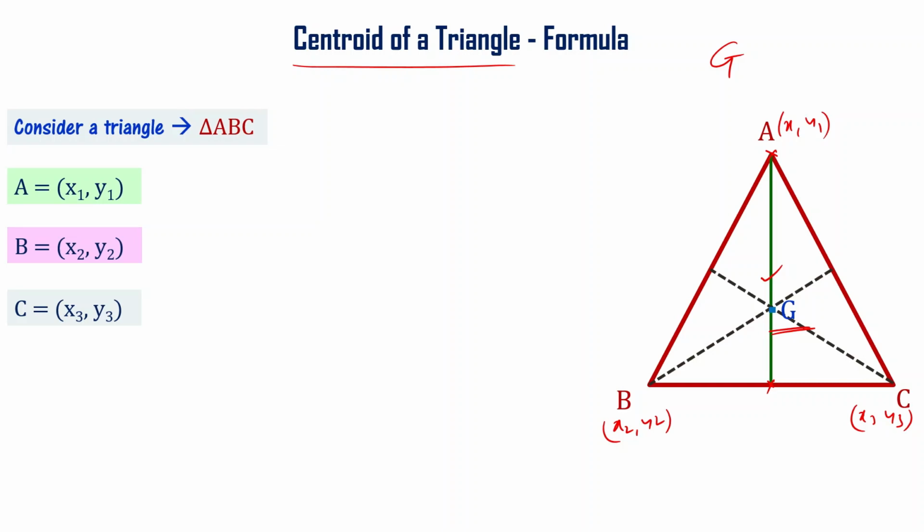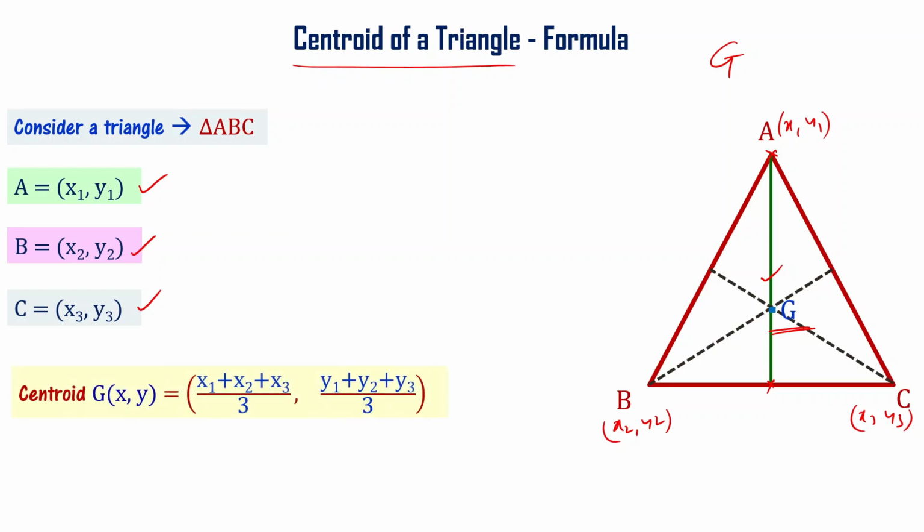Okay. So, given the coordinates of A, B, C, we can find the coordinates of G using this formula. Centroid G of x, y is defined as x1 plus x2 plus x3 divided by 3, comma y1 plus y2 plus y3 divided by 3. This is centroid formula. Please note this. Okay. x1, y1 అనేది coordinates of A, x2, y2 అనేవి coordinates of B, x3, y3 అనేవి coordinates of C అయితే కనుక ఆ పర్టికులర్ ట్రయాంగిల్ ఏబిసికి సెంట్రాయిడ్ ఎక్కడ ఉంటుంది? x1 plus x2 plus x3 divided by 3, comma y1 plus y2 plus y3 divided by 3. Please note this.